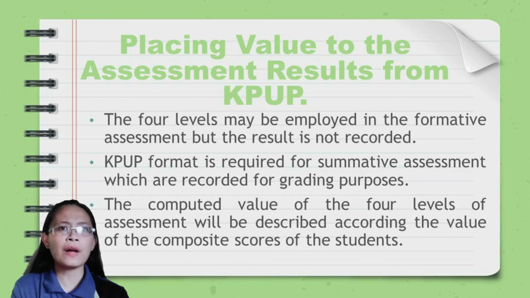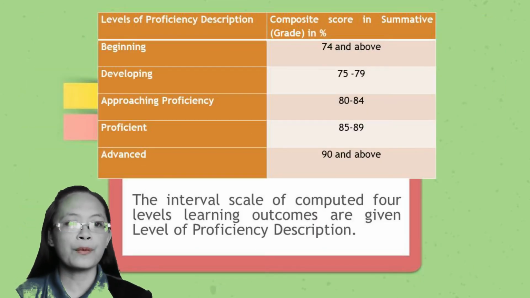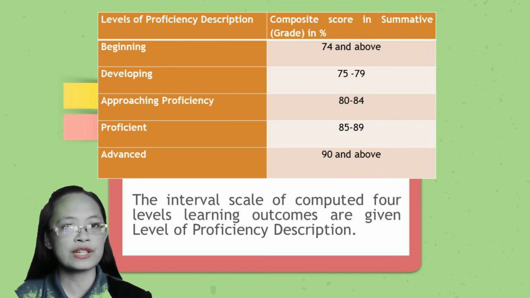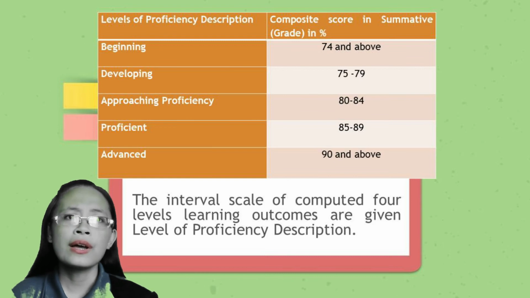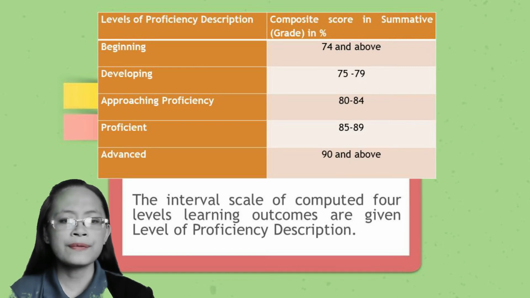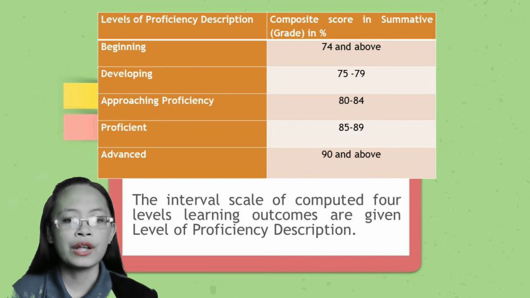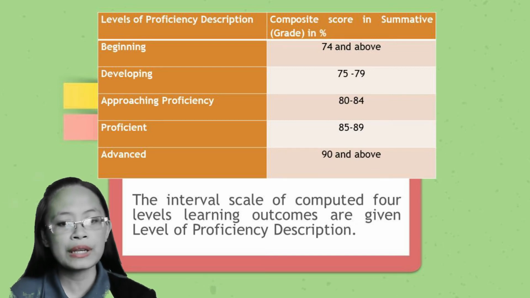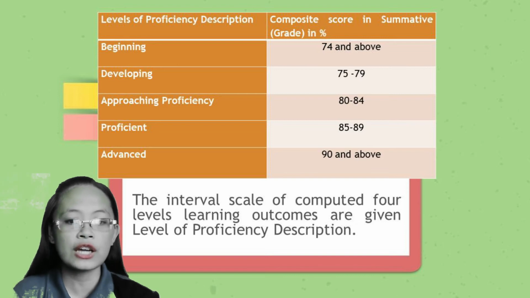Then the computed value for the 4 levels of assessment will be described according to the computed scores of the students. The interval scale of the computed 4 levels of learning outcomes is given a level of proficiency description. So, the interval scale can be determined through the total percentage from the 4 levels of learning outcomes, then classified by the interval scale number. From this, you can now determine the level of proficiency description.